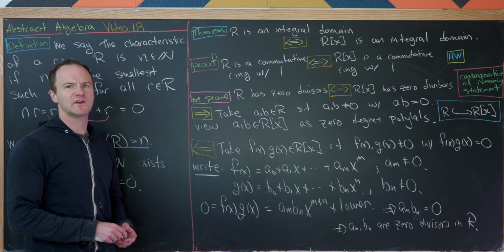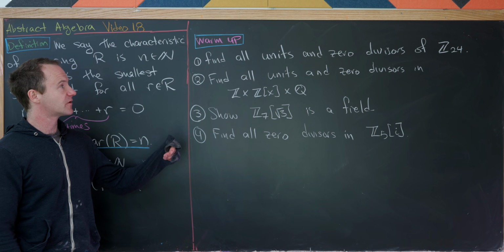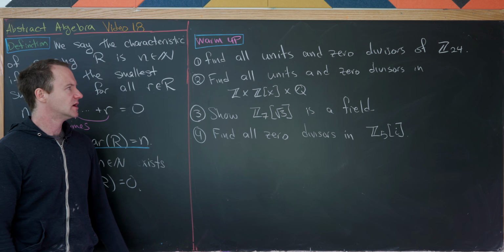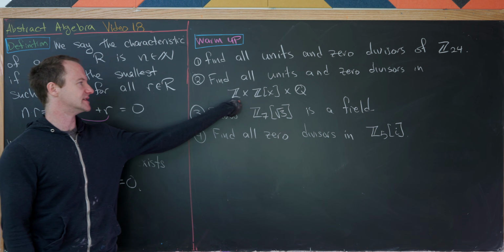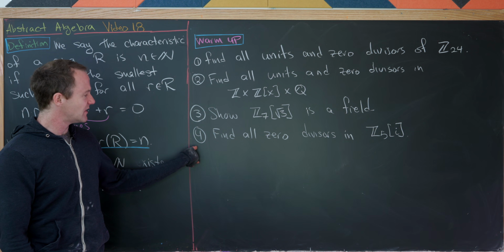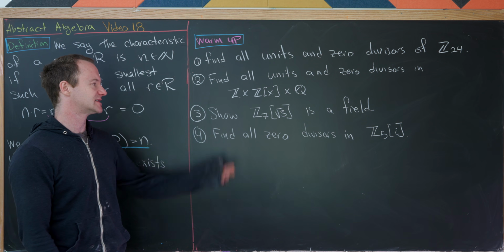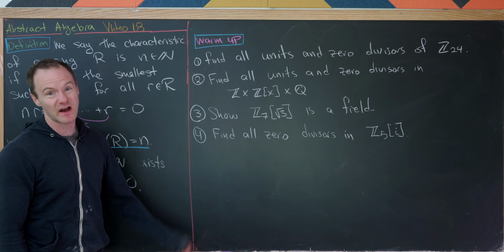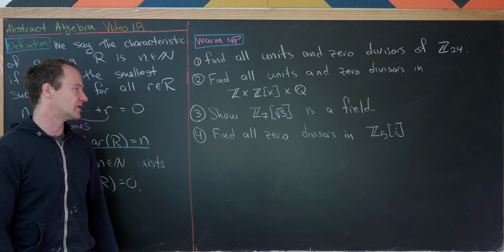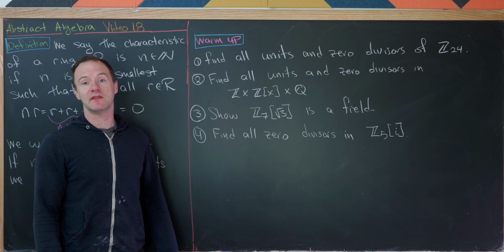Okay, now let's finish with some warm-up exercises. Here are 4 nice warm-up exercises. The first is to find all units and zero divisors in Z24. The second is to do the same thing in Z cross Z adjoin X cross Q. Then maybe this fourth one is to do the same thing inside of Z5 adjoin I. It doesn't say find the units, but I think you'll find those by accident from this exercise. The next is to show that Z7 adjoin the square root of 3 is a field. And that's a good place to stop.